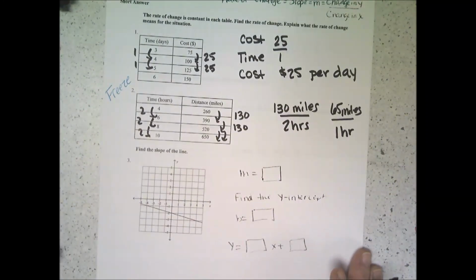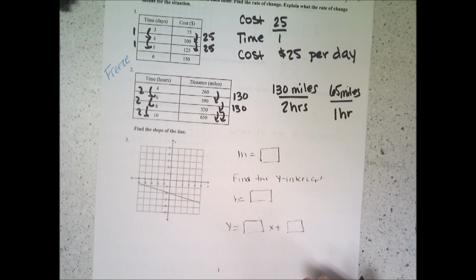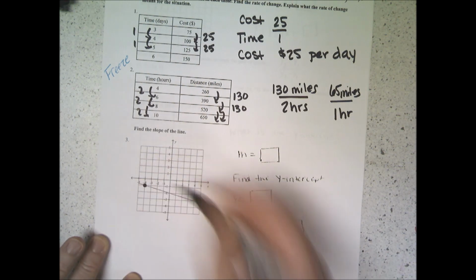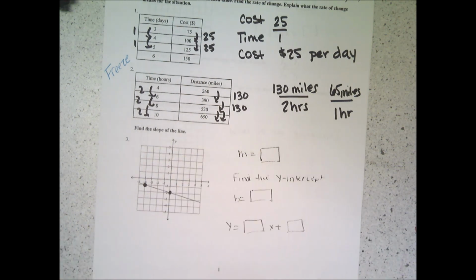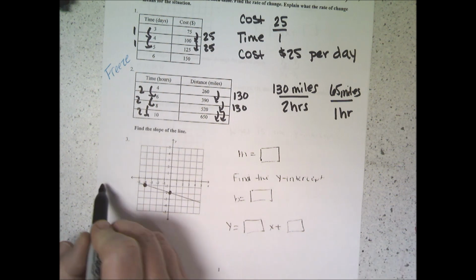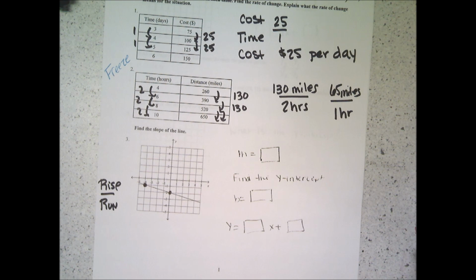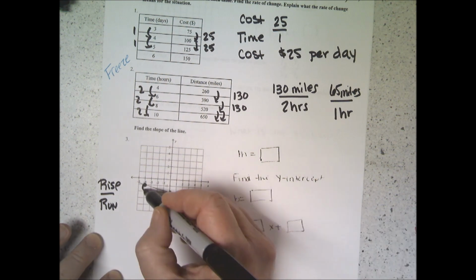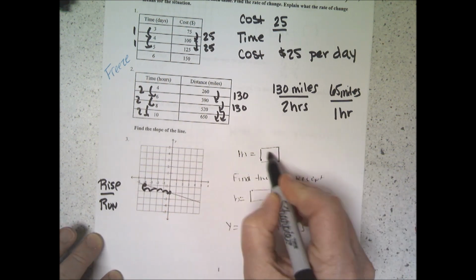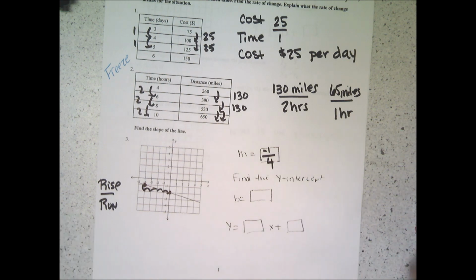Number 3 says find the slope. You don't have any dots given to you. You have to choose them. I'm just going to pick out 2 good dots. I'm going to count the rise over the run. The rise is sometimes a fall. This is one example because it goes down. It goes down 1 and over 4. Down 1 over 4 is m.